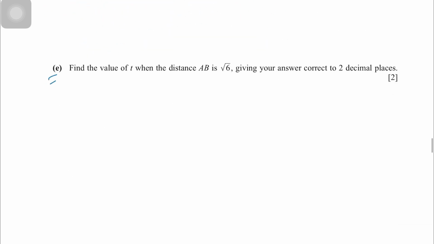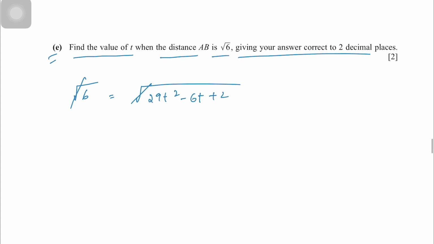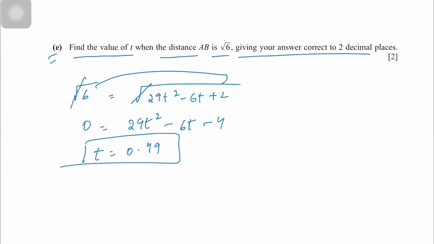Moving on to part E, we have to find the value of t when the distance AB is root 6, giving your answer to this. So we have our distance as root 6, and then this 29t squared, negative 6t, positive 2, this would be cancelled out. So we get our final equation as negative 6, 29t squared, negative 6t. This would go over there, so this would be negative 4. We can use the calculator over here. So we'll get our final answer as t equals 0.49. And the negative answer will be ignored since t is always positive.